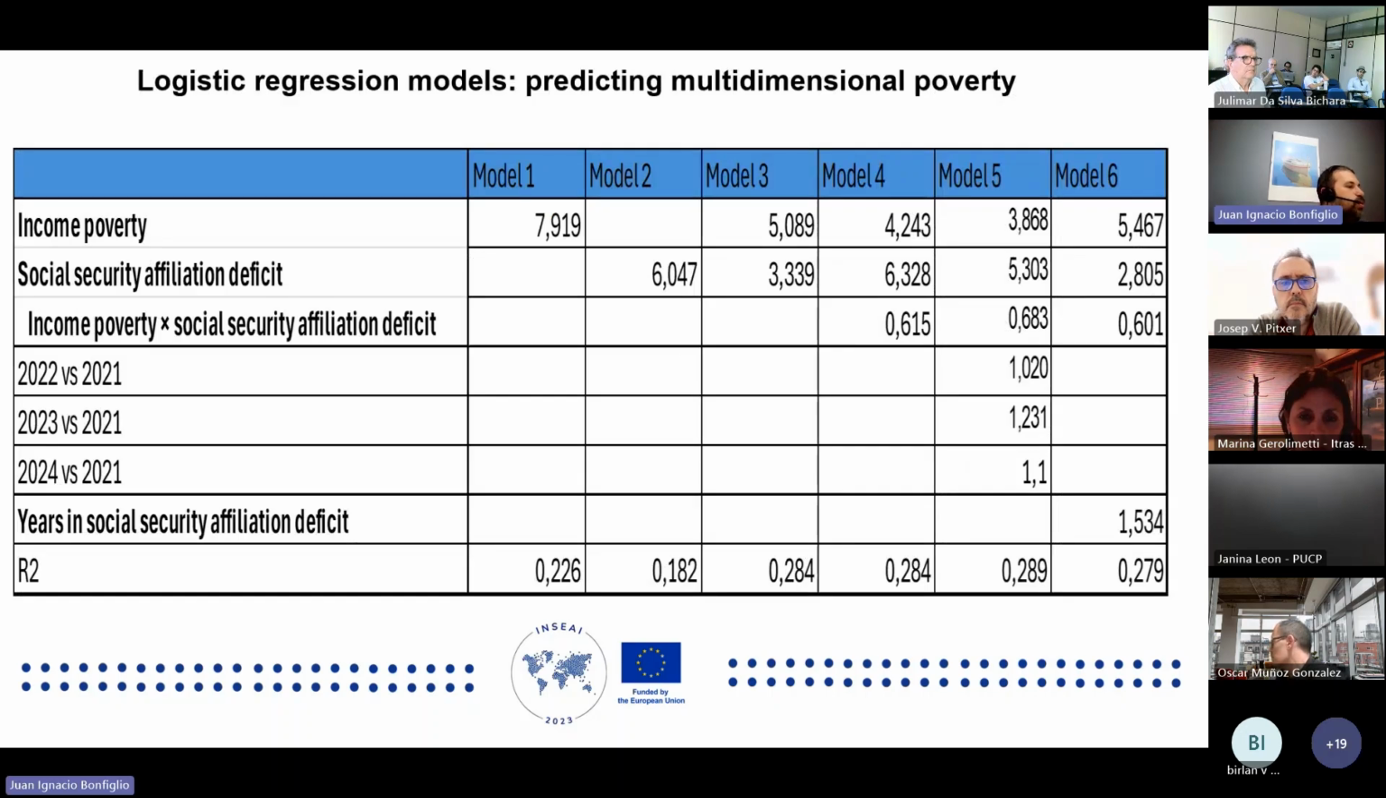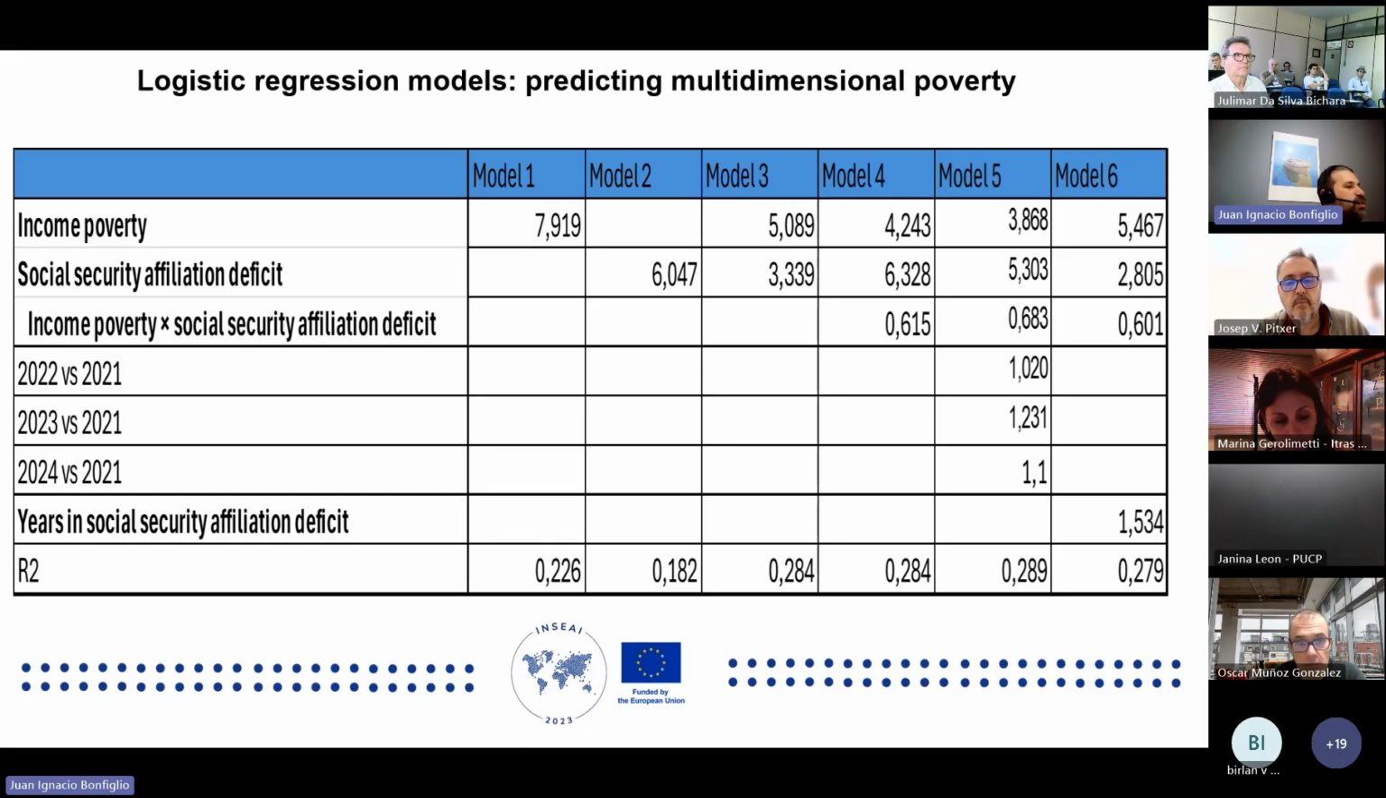This leads us to develop explanatory models that allow us to analyze the effect of each resource under study on multidimensional poverty: income and deprivation. Models 1 and 2 show the effect of each predictor defined for multidimensional poverty, and in both cases the predictors are statistically significant with reasonable R-squared values. The model fits better for income poverty than for lack of affiliation to the social security system.